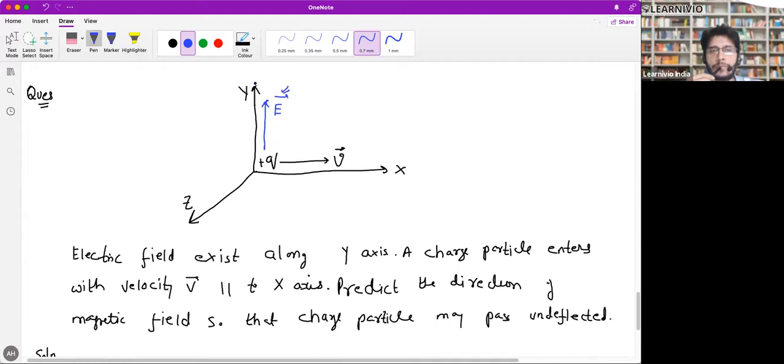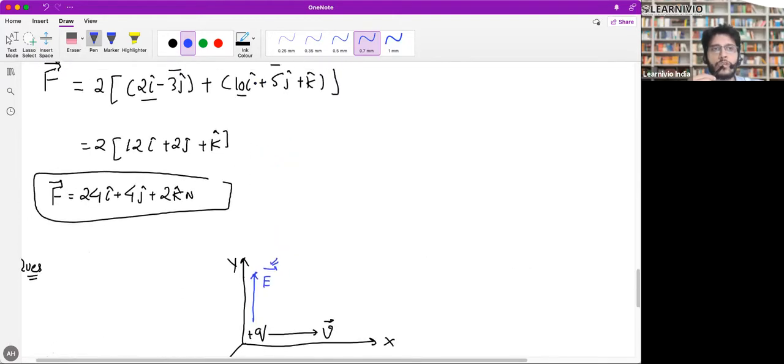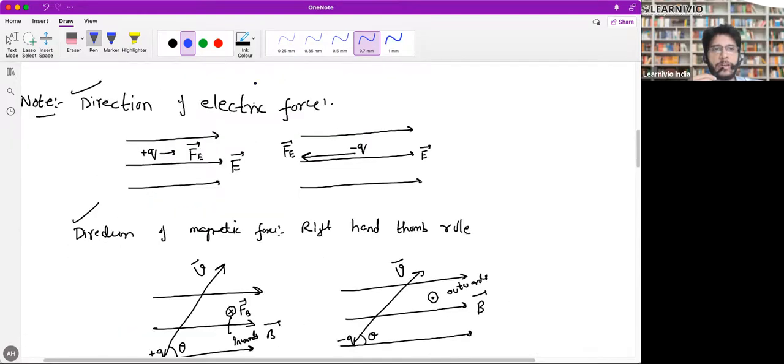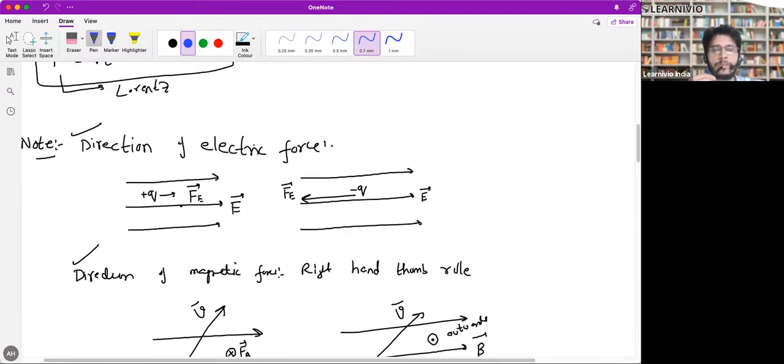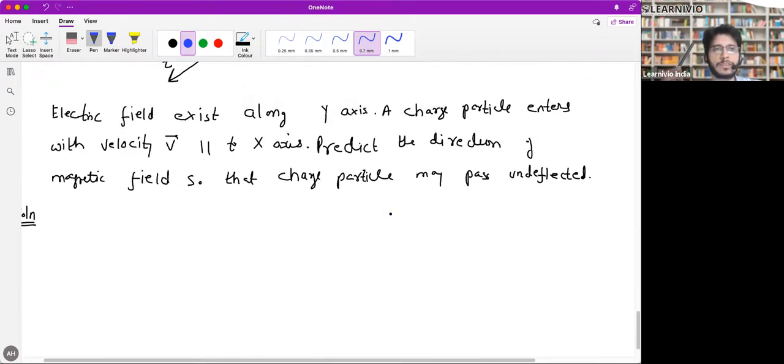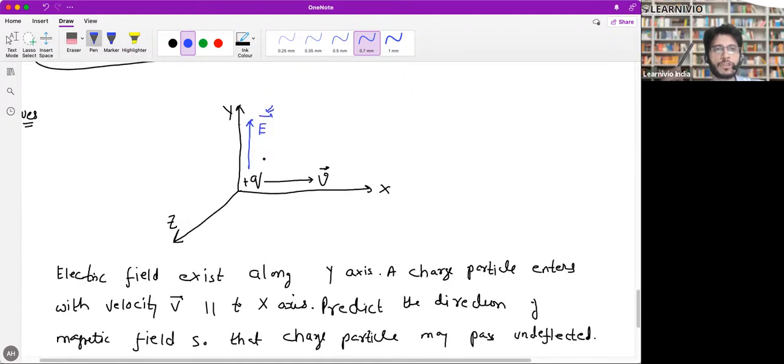Y-axis. Why y-axis, Amalia? No, it's not about current. See, read this statement, Amalia. Direction of force on positive charge is same as that of electric field, and direction on negative charge is opposite to that of electric field. So answer this question. What's the direction of electric field here, Amalia? It's on y-axis. So in which direction will this positive charge experience force?